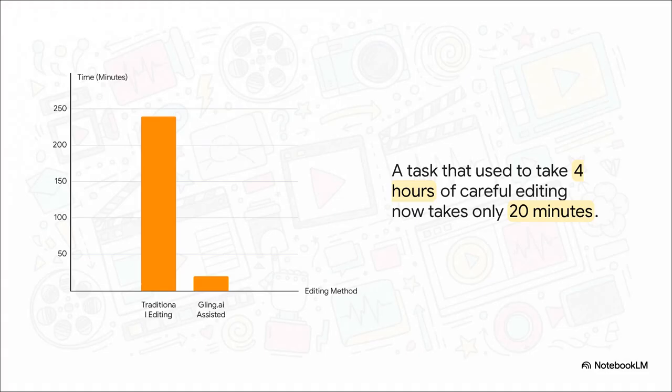And this chart just drives the whole point home. These are real numbers from my own workflow. A job that used to take me a solid 4 hours of intense editing is now finished in about 20 minutes. The AI does like 90% of the heavy lifting, and I just pop in at the end for the final creative polish. The time savings are staggering.